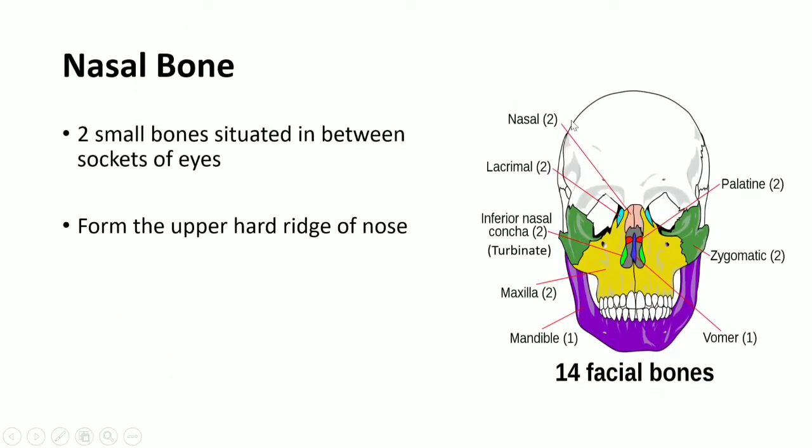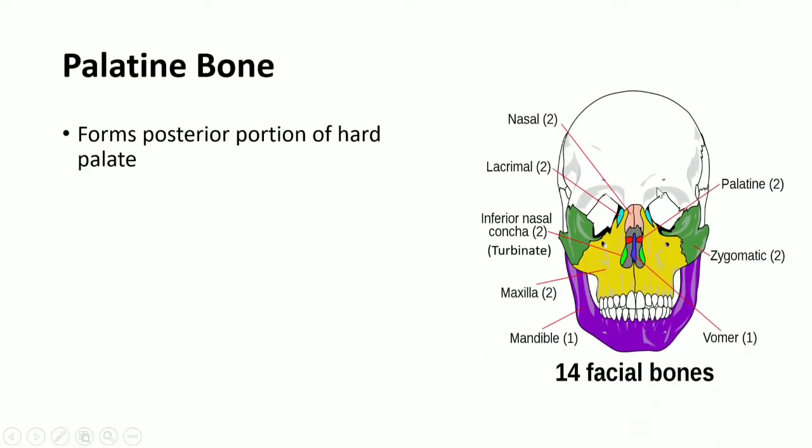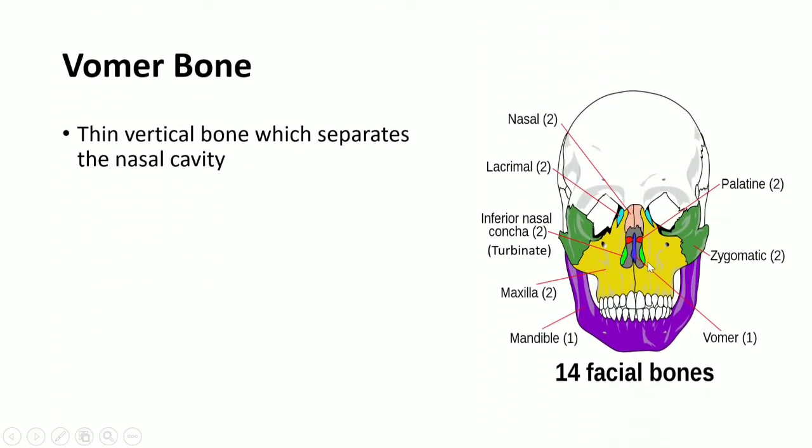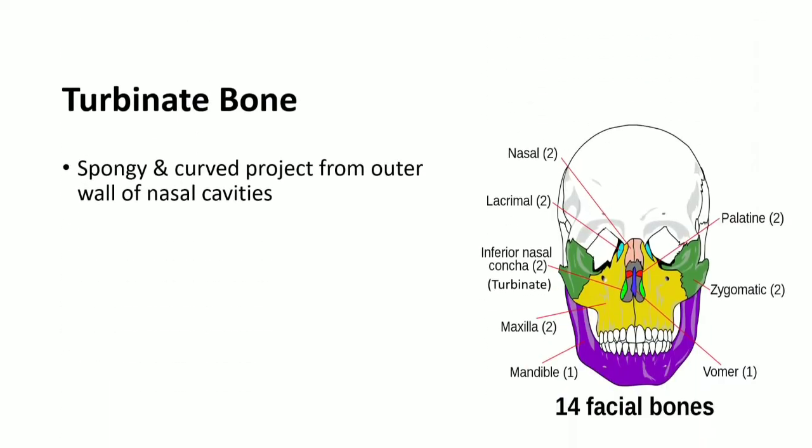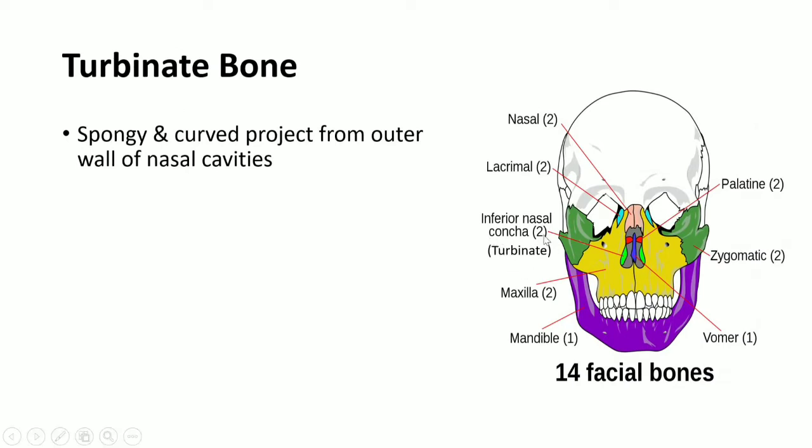Nasal bones are 2 in number and are situated between our eyes. Palatine bones form the posterior portion of the hard palate. Whereas the vomer is a thin vertical bone that separates our nasal cavity. The turbinate bone is a spongy bone, and it is a curved projection from the outer wall of our nasal cavities.